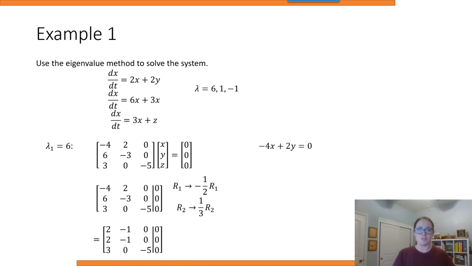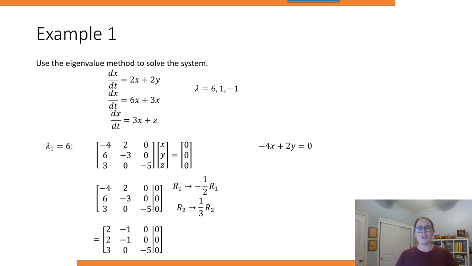and actually I'll go back to the original. So -4x plus 2y equals 0. If you didn't feel the need to do the row operation, you can skip that. But if it makes you feel better to know that those were multiples, you can do that extra step. So I have the equation -4x plus 2y equals 0.